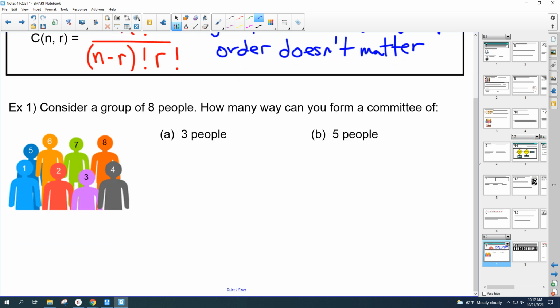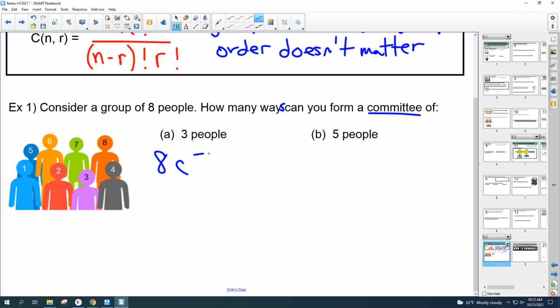Consider a group of 8 people. How many ways can you form a committee of 3 people? Committee is one of those keywords that you see a lot of the times, and the word committee is telling you that order doesn't matter. If I have a classroom full of people and I just want to pick 3 of them, who cares who goes first? You 3 go to the office. So a group of 8, I want 3 out of 8. It's a group from a group, but order doesn't matter. So that's how I know this is a combination.